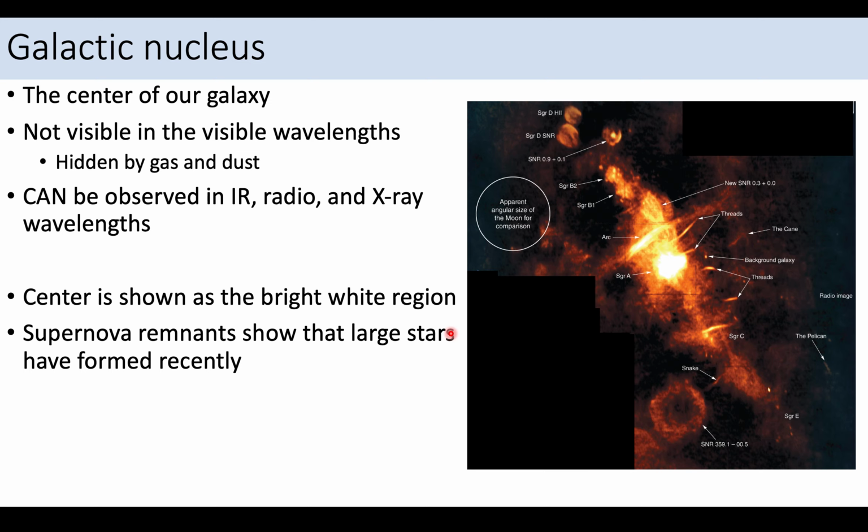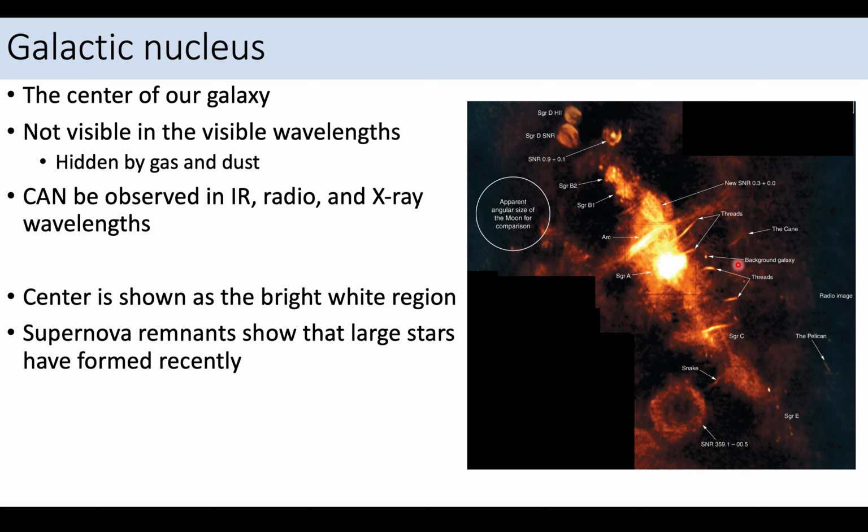So in addition to the spiral arms, we do actually have a center of our galaxy. Remember, the center of our galaxy is pointed towards Sagittarius. Well, from our viewpoint, it's pointed towards Sagittarius. And it's not at all visible in the visible wavelengths. So the center of our galaxy, which we call the galactic nucleus, the same way the center of an atom is a nucleus, is completely hidden by gas and dust in the visible, but it can be observed in infrared, in radio, and X-ray wavelengths. So we have observed it in other wavelengths.